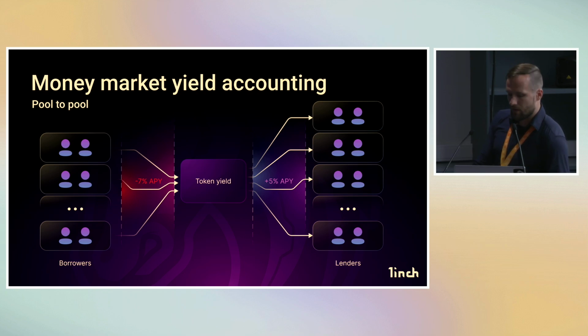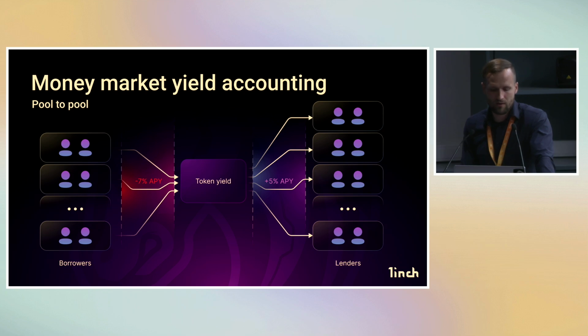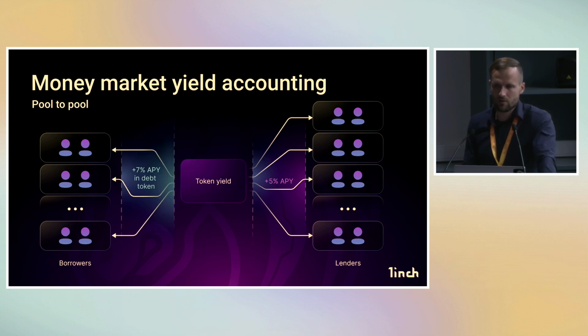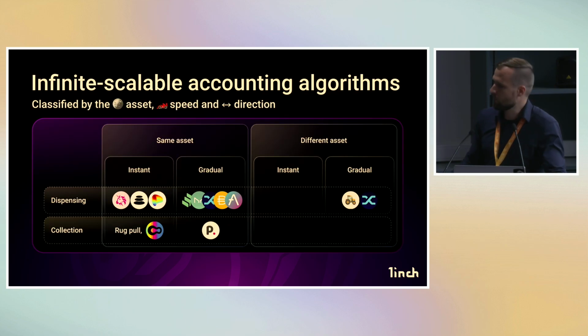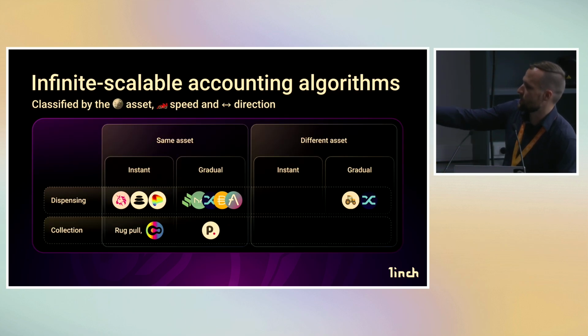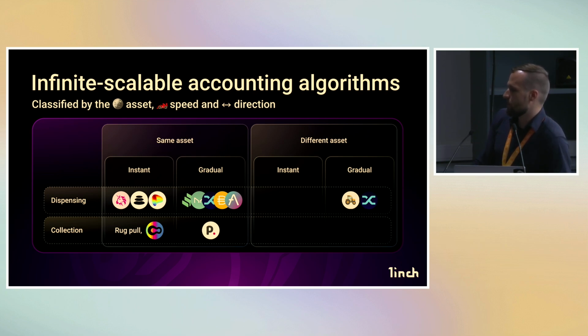And how it works inside, you could think that it's like collecting values and dispensing values here, but actually the implementation of money markets is different. They're using the same algorithm on both sides. They're dispensing debt and dispensing collateral. So that's why all money markets are listed there as gradual. And projects like Maker have similar algorithms and apply them similarly.